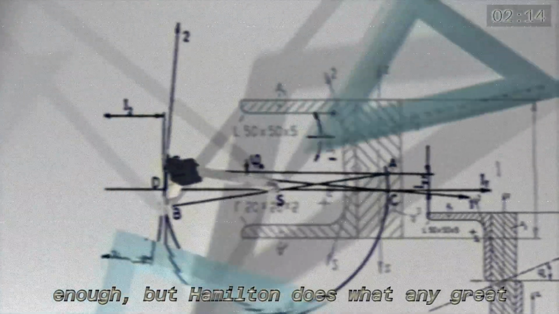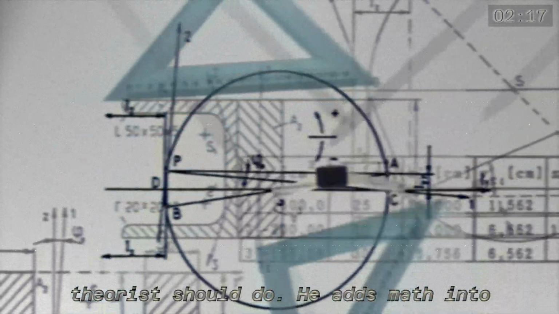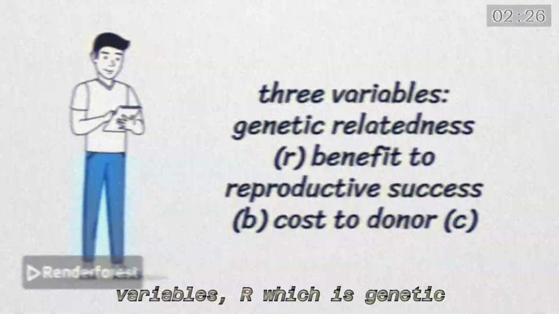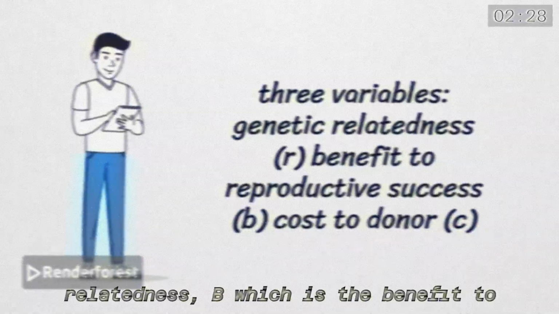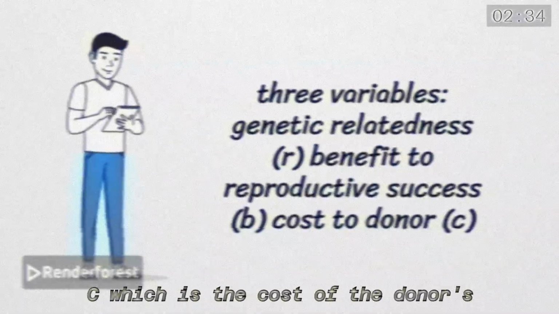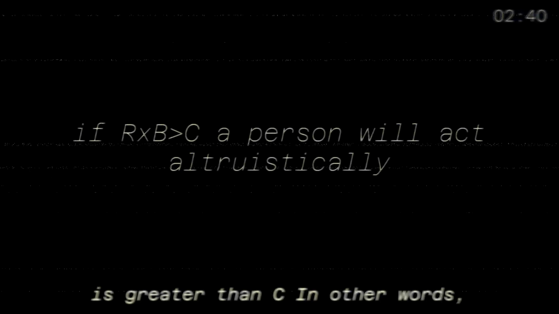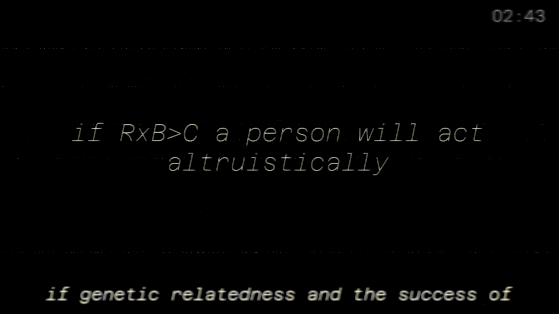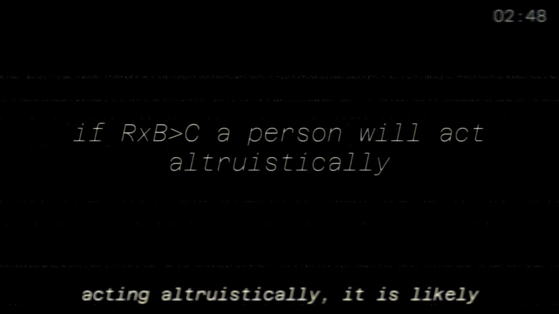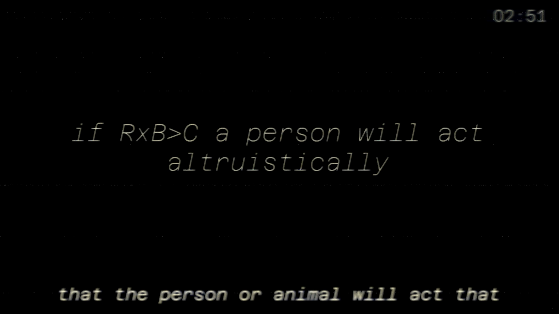All of this is simple enough, but Hamilton does what any great theorist should do. He adds math into the mix. Great. Luckily, the math is fairly straightforward. We have three variables: R, which is genetic relatedness, B, which is the benefit to the recipient's reproductive success, and C, which is the cost of the donor's success. If R times B is greater than C, in other words, if genetic relatedness and the success of reproduction is higher than the cost of acting altruistically, it is likely that the person or animal will act that way.